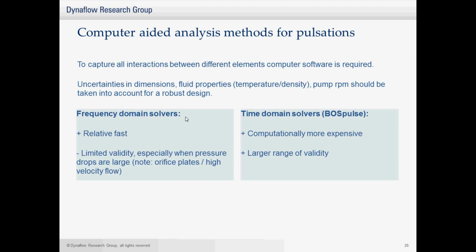On the right you have your time domain solvers, and this is actually the type of solver that's implemented in PulsePulse currently. PulsePulse is the pulsation program we developed at DRG. It's computationally more expensive to do simulations with this type of solver, but it also has a larger range of validity. So you don't have the downside of the inaccuracies of the frequency domain solvers.